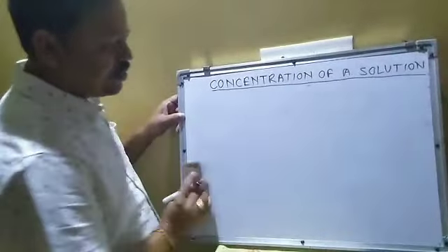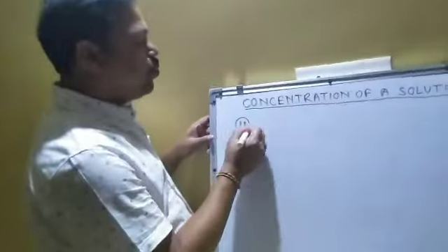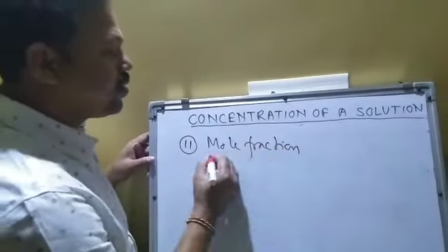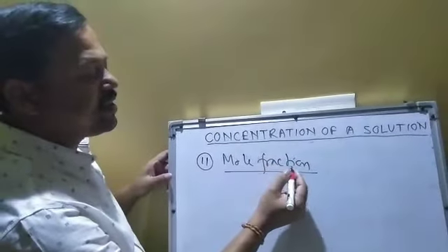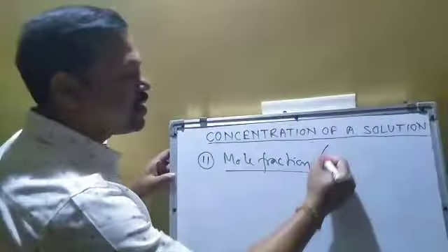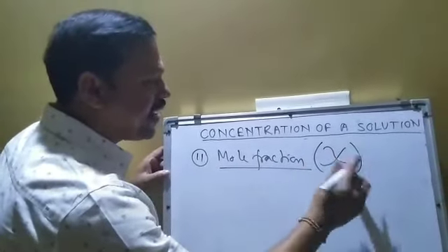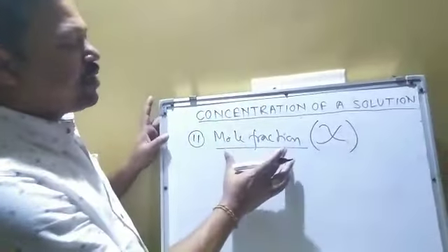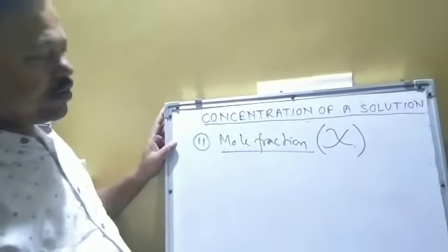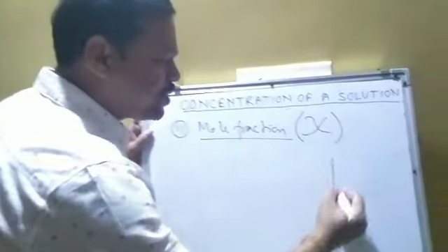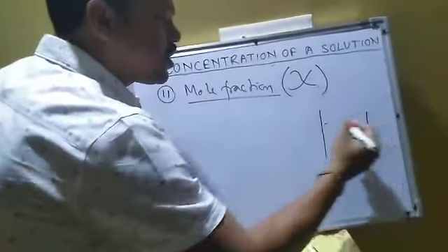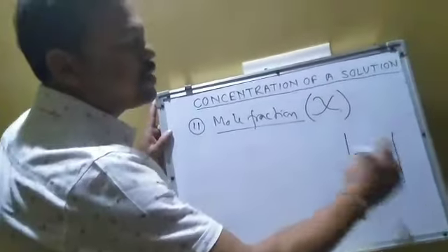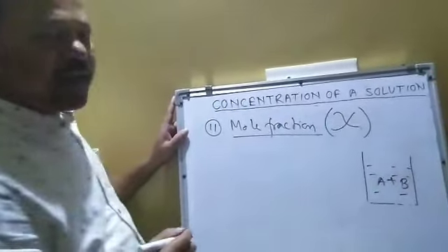to another unit which is called mole fraction. By using mole fraction also, you can express concentration. Mole fraction is represented by the symbol chi, it is like x. This is called the chi symbol. By using the chi symbol, you can express the mole fraction of a solution. Now suppose this is a solution and the solution contains two substances, one is A, one is B. One is solute, one is solvent. Suppose A is solute, B is solvent.